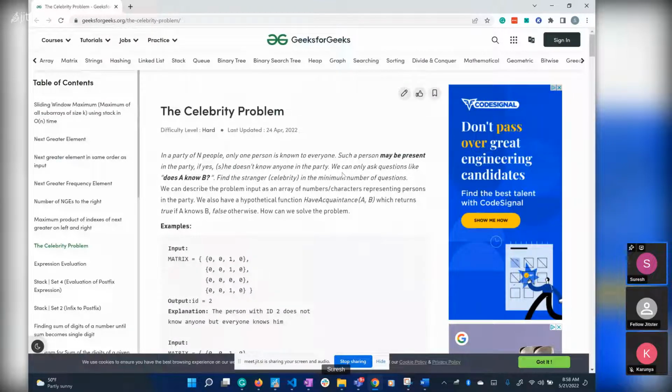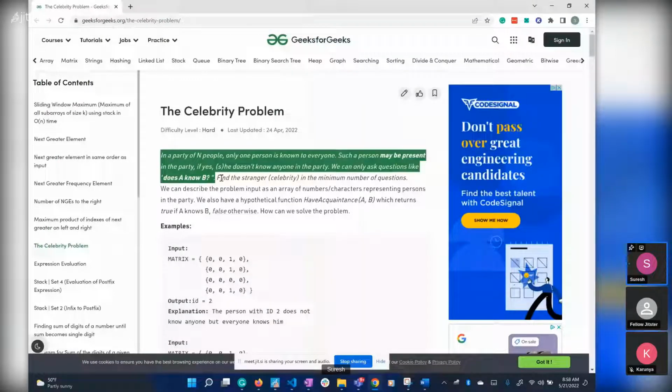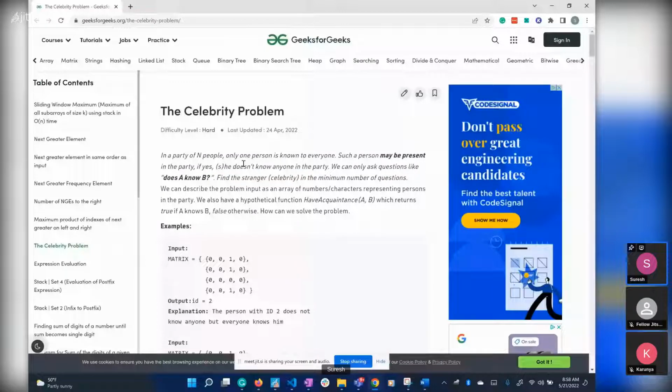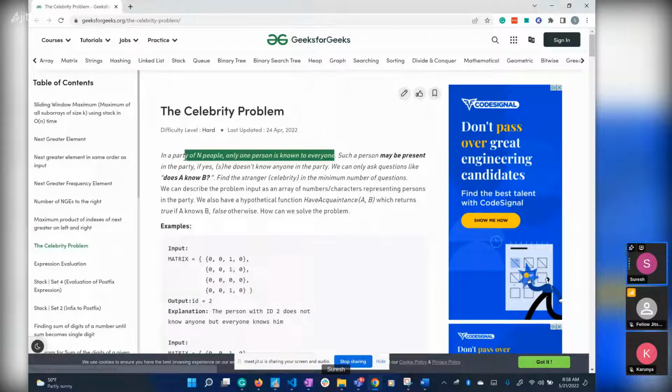here is the main idea. What is the celebrity? The definition of celebrity is like this. They're saying only one person is known to everyone in the party. Only one person, and such a person may be present in the party. If that person is there in the party, he or she doesn't know anyone in the party. This is another condition. So everybody knows that celebrity, and he doesn't know anyone in the party.